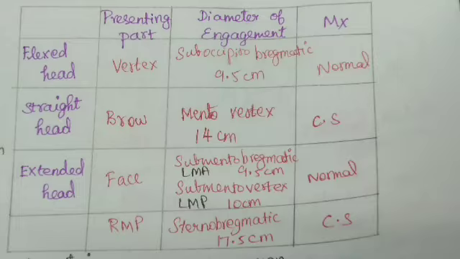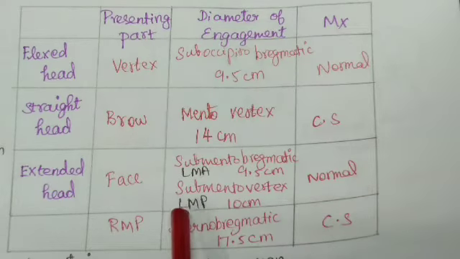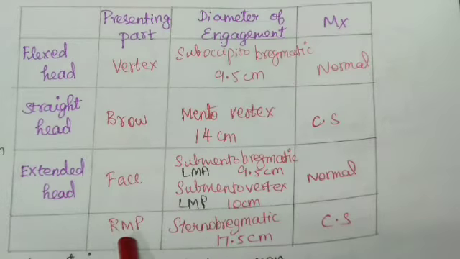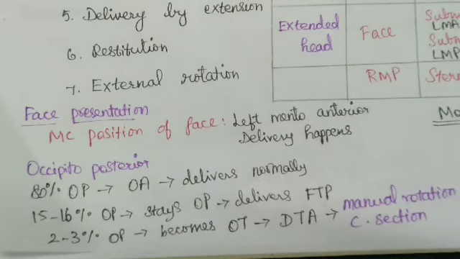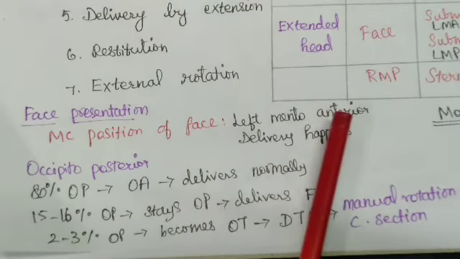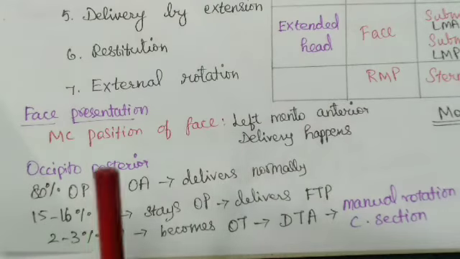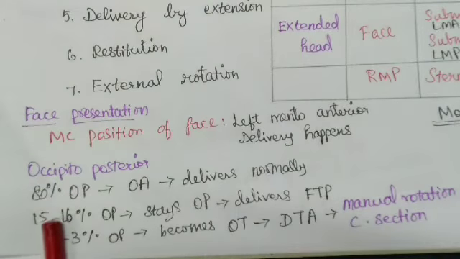And in face presentation, there are three types. Left mento anterior, submentobregmatic, 9.5 centimeters, can deliver. Left mento posterior, submentovertex, 10 centimeters, can deliver. And right mento posterior, sternobregmatic, 17.5 centimeters, should be managed by cesarean section. In face presentation, the most common position is left mento anterior. Delivery happens. And let's see the occipito posterior in the vertex presentation.